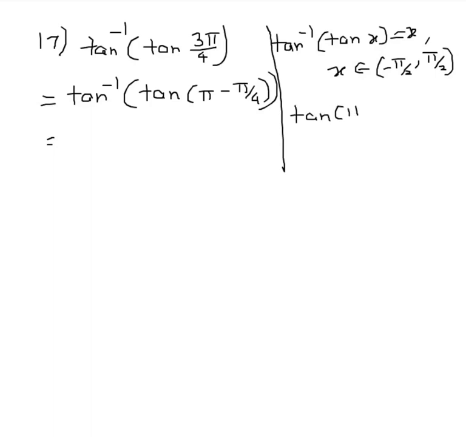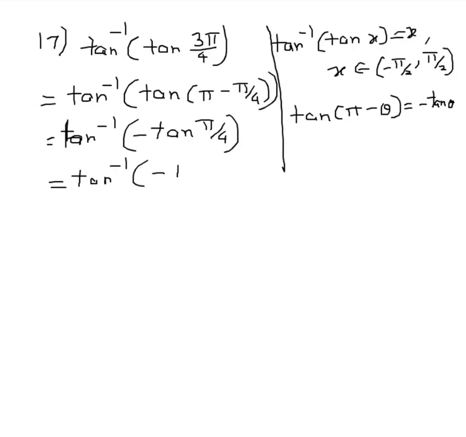Now tan pi minus theta formula. Pi minus theta is the second quadrant angle. In the second quadrant, tan is negative. For pi we don't change the ratio. So it is minus tan theta. Therefore tan inverse of minus tan theta, which is equal to tan inverse of minus 1. Tan pi by 4 is 1, no? Minus 1. Now tan inverse of minus 1 is minus pi by 4, because principal value branch is fourth and the first quadrant. For negative values, negative angle. So minus pi by 4 is the answer.